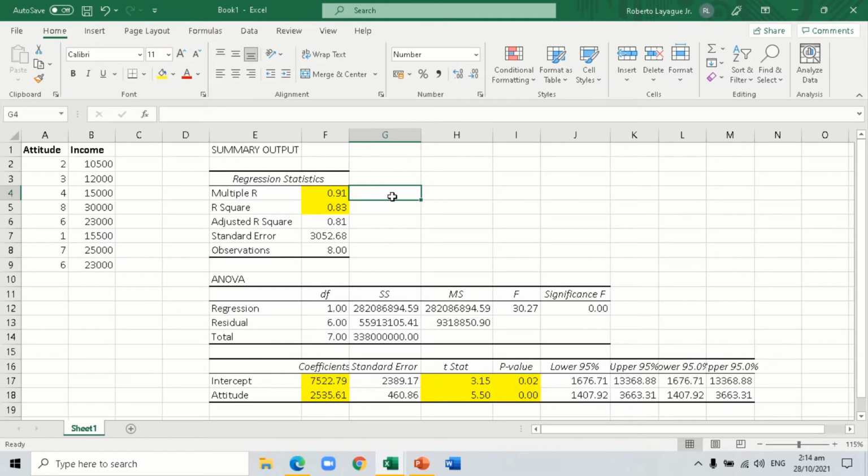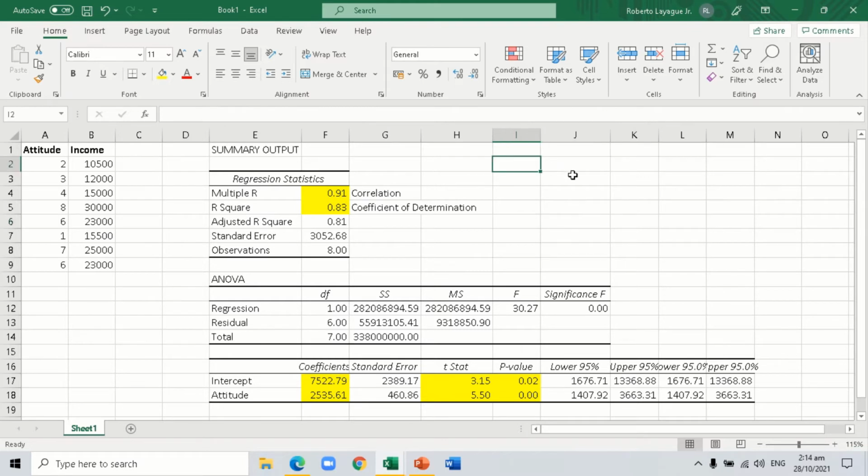Once again, the R is what we call the correlation between our two variables. So there is a high relationship between attitude and income. And then the R square is our coefficient of determination. We will explain its utility when we know our model. So we have that. Let's go to our model.